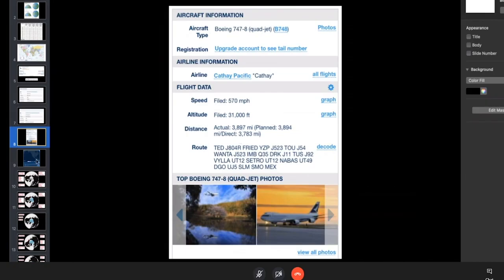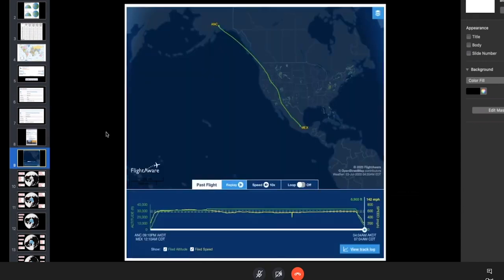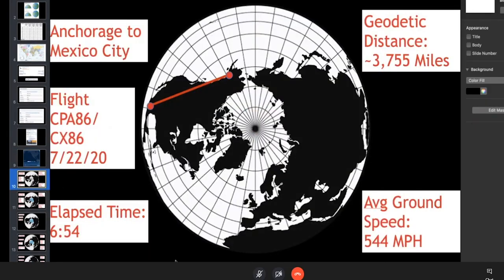Okay. And this is what it looks like in FlightAware, the path. So this is the actual flight path that they took, same as what I showed on the map earlier. You can see their latitude and their altitude here. One more time, this is the flight. These are the specifics for the flight. Their average speed was 544 miles per hour. They went 3,755 miles.